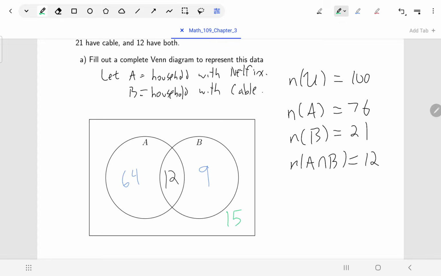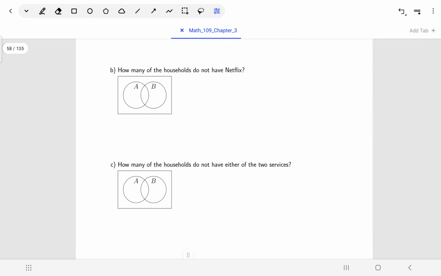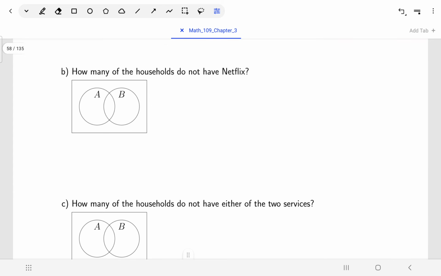And now that we've taken our Venn diagram and filled in all the regions, I can answer any question that you might have about who's got Netflix or cable or both or neither or anything of the sort. So let's tackle some sub-questions. Question 1 of the list: how many households do not have Netflix? For all these questions, I'm going to show my work by shading in the area that I'm considering.